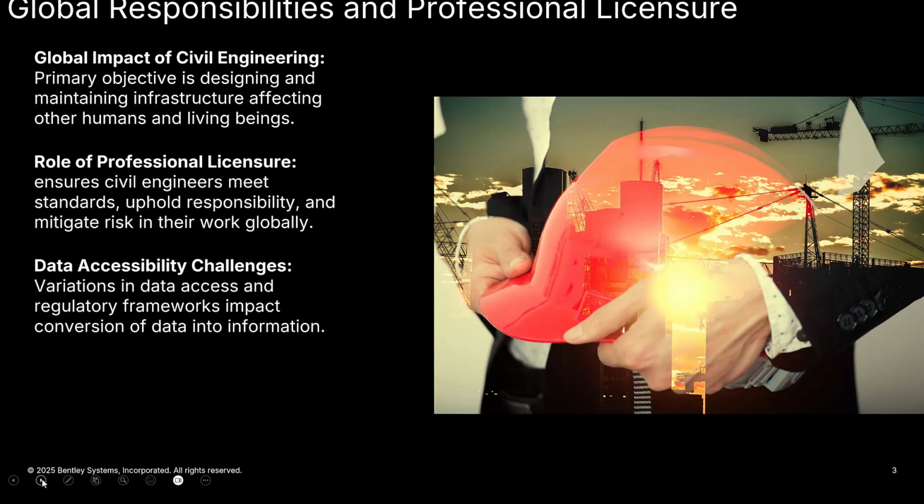So let's first take a look at three major things. One is the global impact of civil engineering, because civil engineers design and maintain infrastructure which affects public safety globally across diverse regions, and that presents many challenges. We also have to look at the role of professional licensure. Professional licensure ensures civil engineers meet standards, uphold responsibilities, and mitigate risk in their work globally. We also have data accessibility challenges, because variations in data access and regulatory frameworks affect how civil engineers perform their daily tasks.